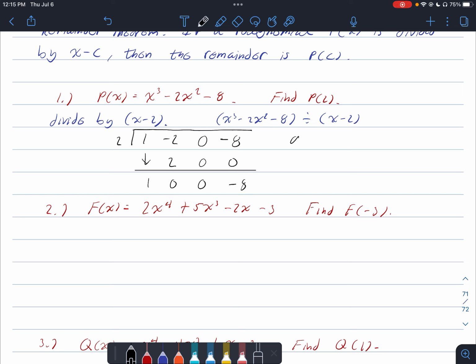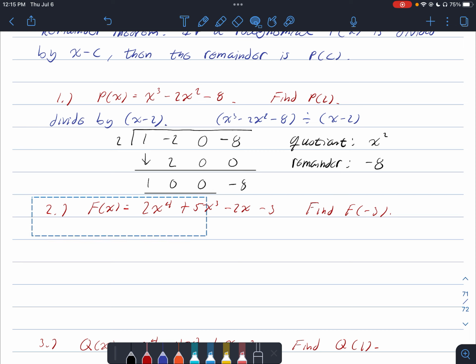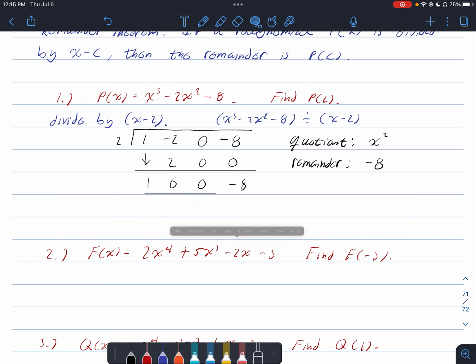So our quotient is going to be a polynomial with these coefficients, which will be of 1 degree less. So it's going to be 1x squared, or just x squared, plus 0x plus 0, with a remainder of negative 8. So we'll just have x squared for our quotient, and our remainder is going to be negative 8. Okay, so that means that p of 2 is negative 8.